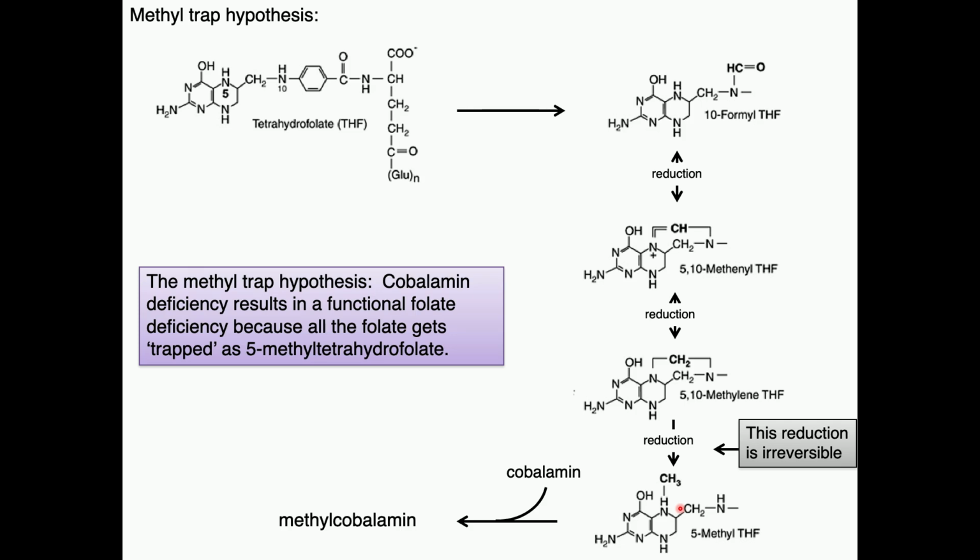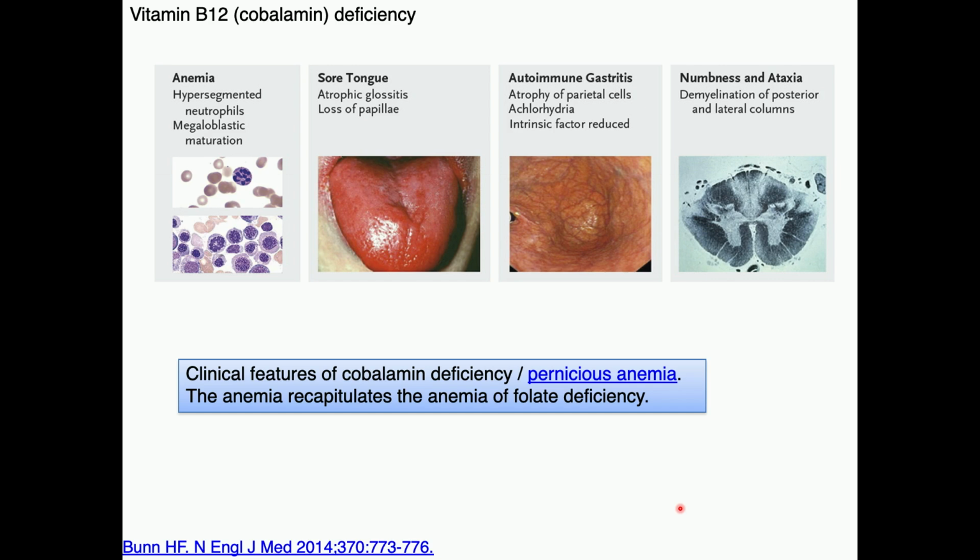clear? Okay, so that's the methyl trap hypothesis, and it's why vitamin B12 deficiency will recapitulate the macrocytic anemia of a folate deficiency. So you get larger than normal red blood cells and the presence of blast cells as a compensation for the anemia. So this part of the vitamin B12 deficiency goes right along with the folate deficiency.